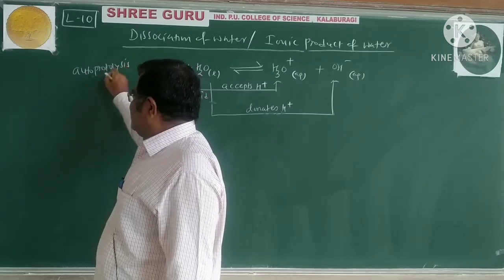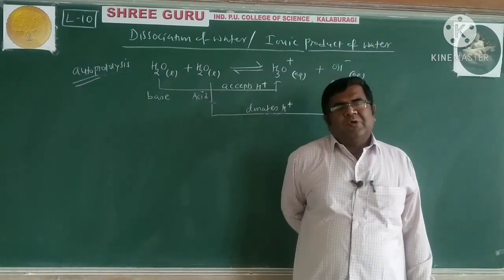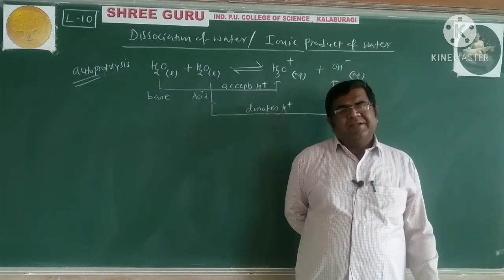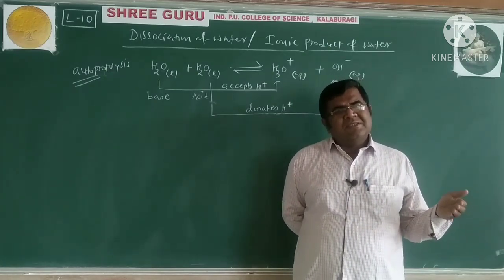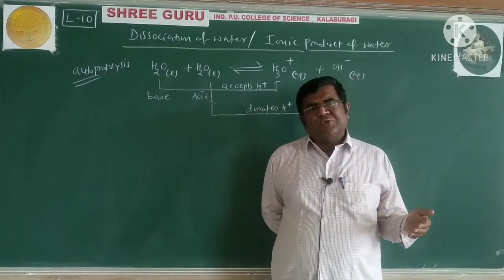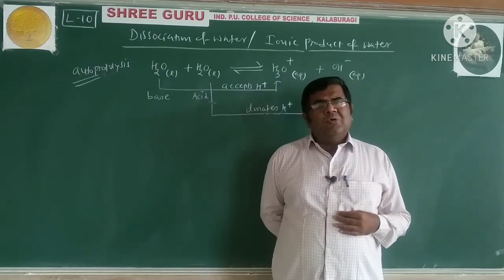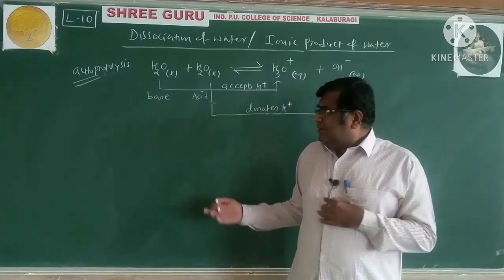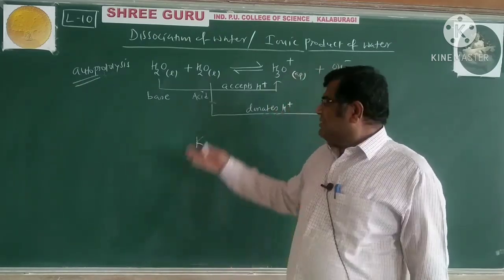Autoprotolysis, because the same substance is involved. Auto means self, proto means proton, lysis means breaking. The same substance is giving a proton and the same substance is accepting a proton. We call it an amphoteric substance also. But this reaction we call autoprotolysis.